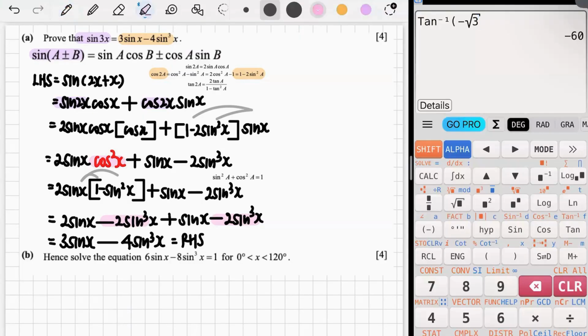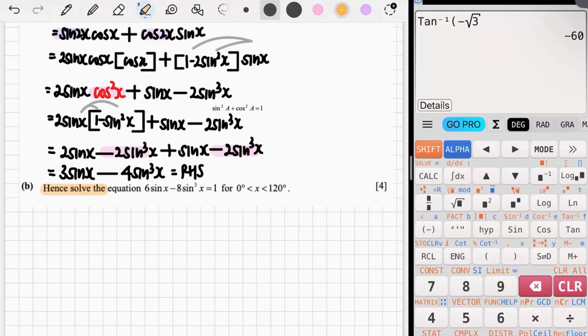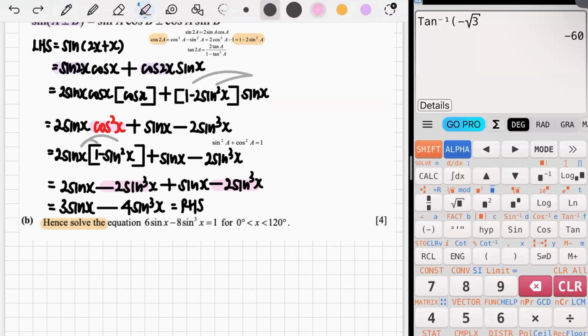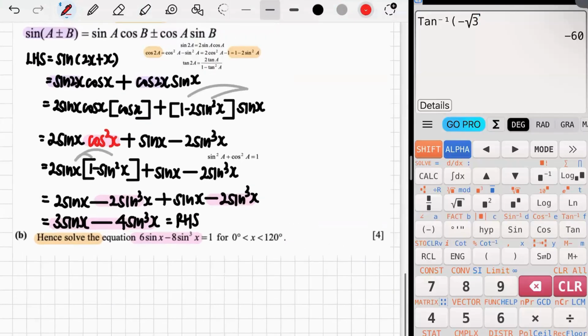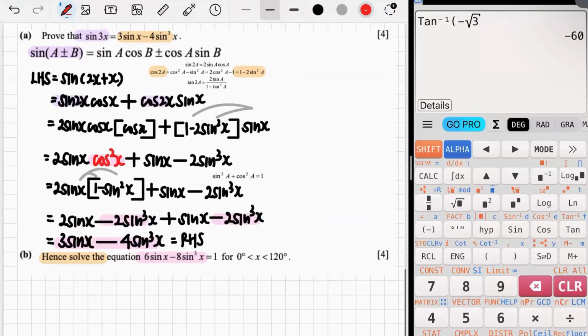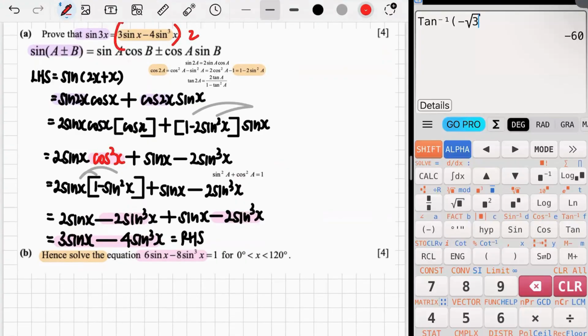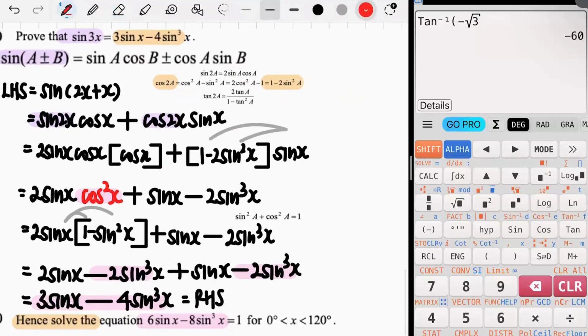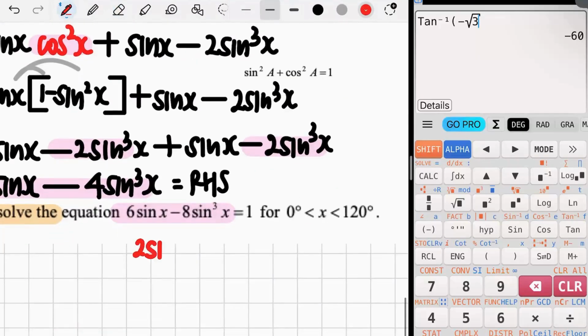Now we have the hence part, so go and solve the equation. Hence means you need to use the one on top. So this is 6 sine x. Isn't it double of this guy? Seems like it. So what I'm going to do is this 6 is 2 of that. If I want 2 of this, then I will 2 of the other side also. So I'll change this side to 2 sine 3x equals to 1. Make it sine 3x equals to half.